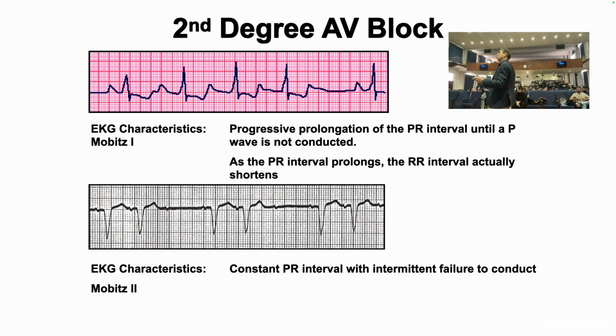So you may have 2 P waves, 1 QRS complex, 3 P waves, 1 QRS complex. So generally it is 2-1, 3-1 blocks. This is a little more serious than the Wenckebach phenomenon.